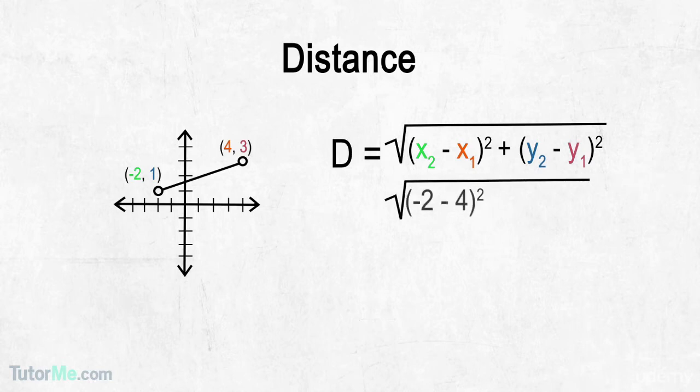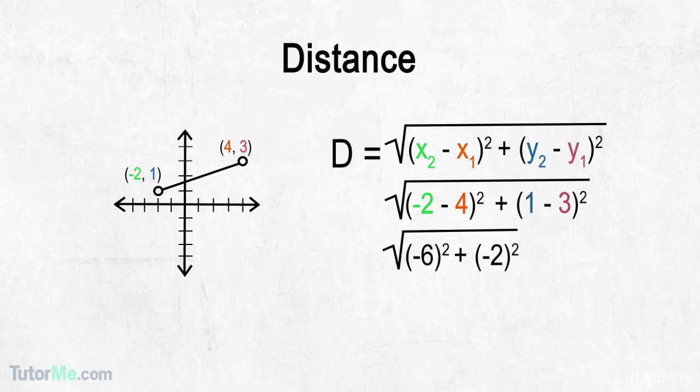That gives us the square root of -2 minus 4 squared plus 1 minus 3 squared. So we're left with the square root of -6 squared plus -2 squared. -6 squared is 36 and -2 squared is 4. Add those together and we get our distance of the square root of 40.